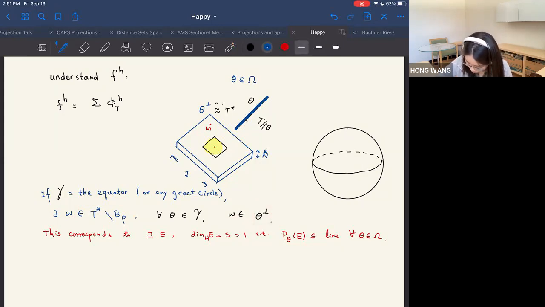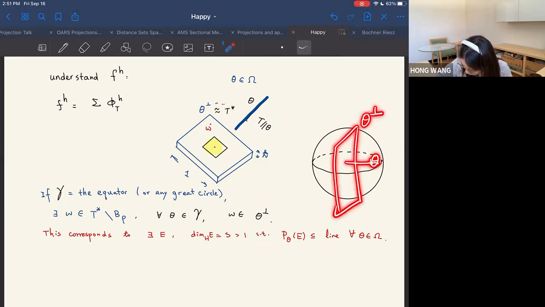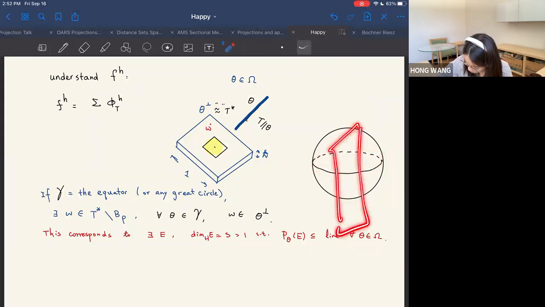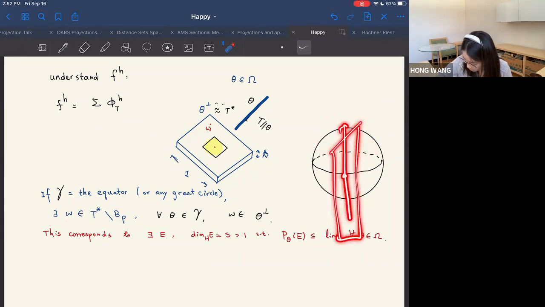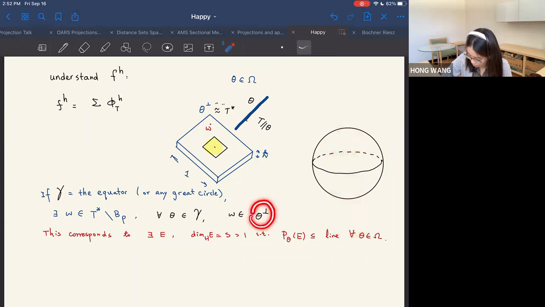So the picture is that we have a theta here, and then this is our theta perpendicular. So when our theta moves on this equator, this theta perpendicular plane will rotate. But whenever they rotate along the equator, they will contain a common line. That's the line that's perpendicular to the equator. And for any omega on this line, it's contained in the theta perpendicular.